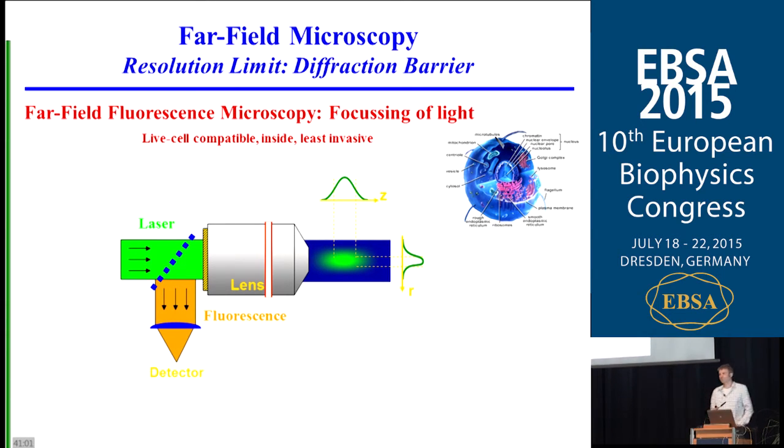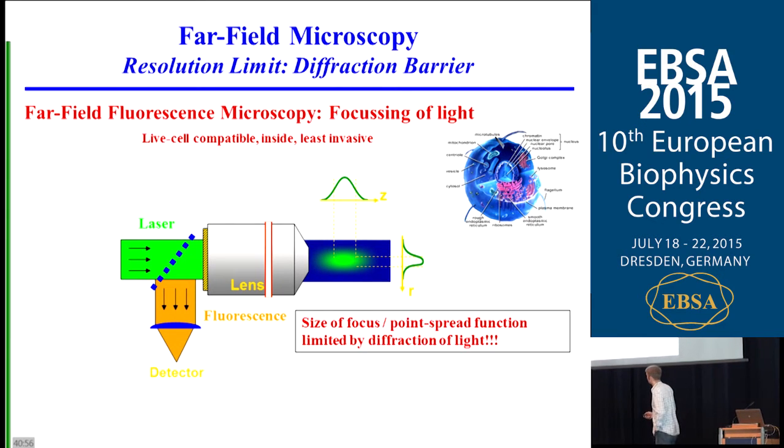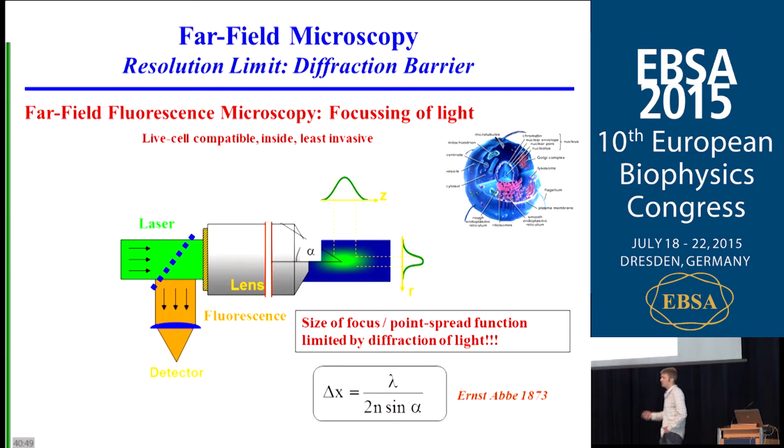Now the problem with far-field optics, or with using focused light, is that the size of the focus, or the point spread function, as we call it, is limited by the diffraction of light. And it's given by this famous equation from Ernst Abbe, back from the 1870s, where the size of the spot is ruled by the wavelength of light used and by the focusing strength of the microscope objective. So for visible light, and for the best lenses around, the size of this focus is roughly 200 nanometers along the lateral direction and 600 nanometers along the axial direction.